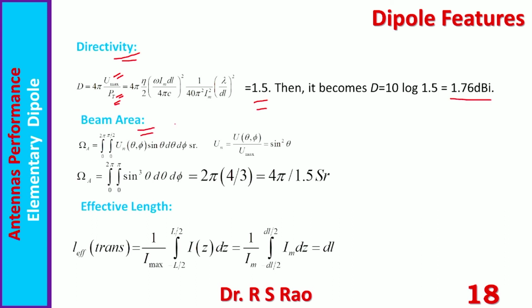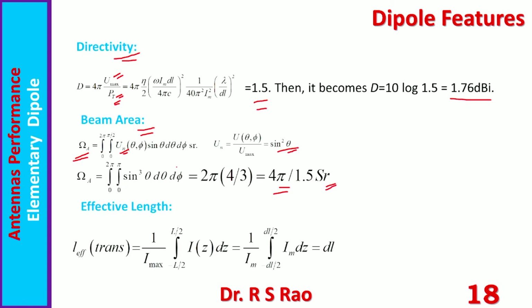Then beam area. The definition is omega A is equal to the integral 0 to 2 pi, 0 to pi by 2, of U normalized theta phi sin theta d theta d phi. U is available, Un can be computed. It turns out to be sine square theta. Substituting Un in this expression, one can get it as 4 pi by 1.5 steradian.